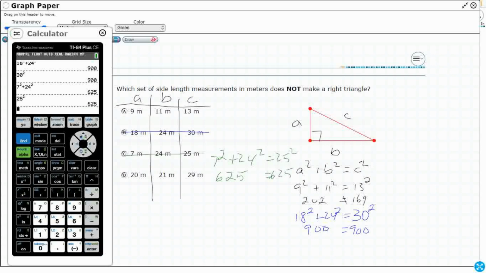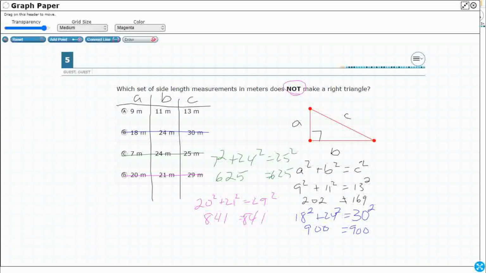Most likely it is A, but just for good measure, let's double check the last one. 20 squared plus 21 squared equals 29 squared. So 20 squared plus 21 squared, 841. And then 29 squared, 841. So it's not this one. The only one that does not make a right triangle is the one that does not work with the Pythagorean theorem, this 9, 11, and 13. So our answer here is going to be A.